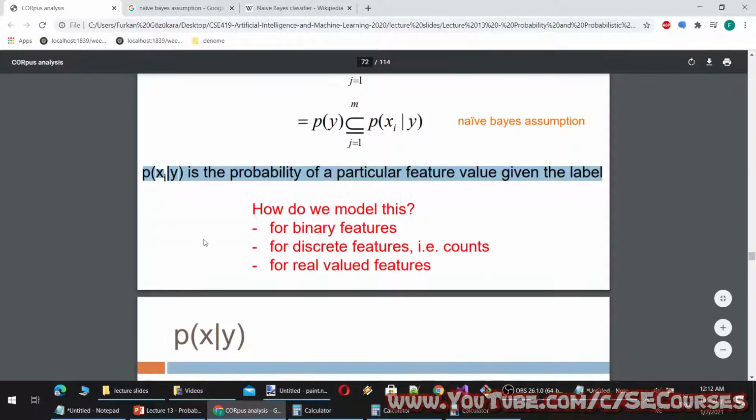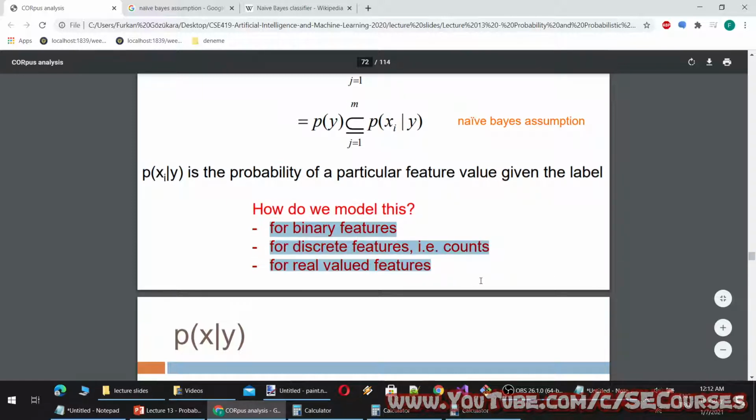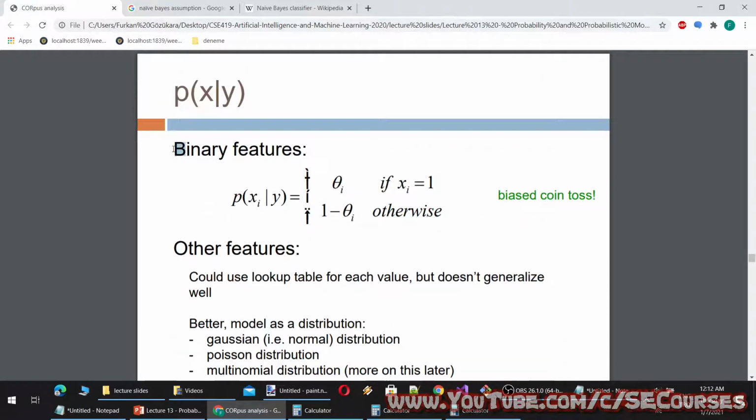P(x_i | y) is the probability of a particular feature value given the label. How do we model this? For binary features, for discrete features, i.e. counts, for real valued features. Okay, the feature can be binary, 0 or 1. It can be discrete features such as 1, 2, 3, 4, 5, 6, or it can be real valued features such as 1.5 or 2.3 and such.